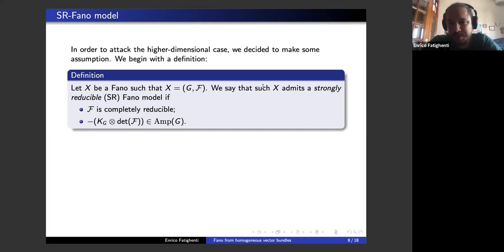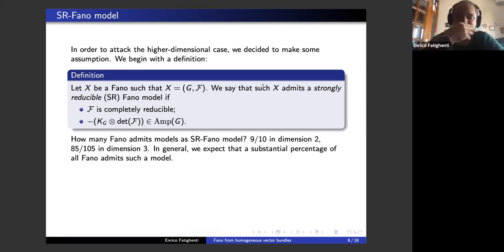So in our language, in our model. And then we say that X admits a strongly reducible, and we abbreviate it as SR, Fano model, if these 2 following conditions are satisfied. The first one, you want the vector bundle F to be completely reducible. G has to be homogeneous, of course, here. And the second condition, I already hinted to you before, you want that you take the dual of the canonical of G times the determinant of F, and you want this to be already ample on G. And this is basically a working definition which, in fact, simplifies our life a lot for various reasons.